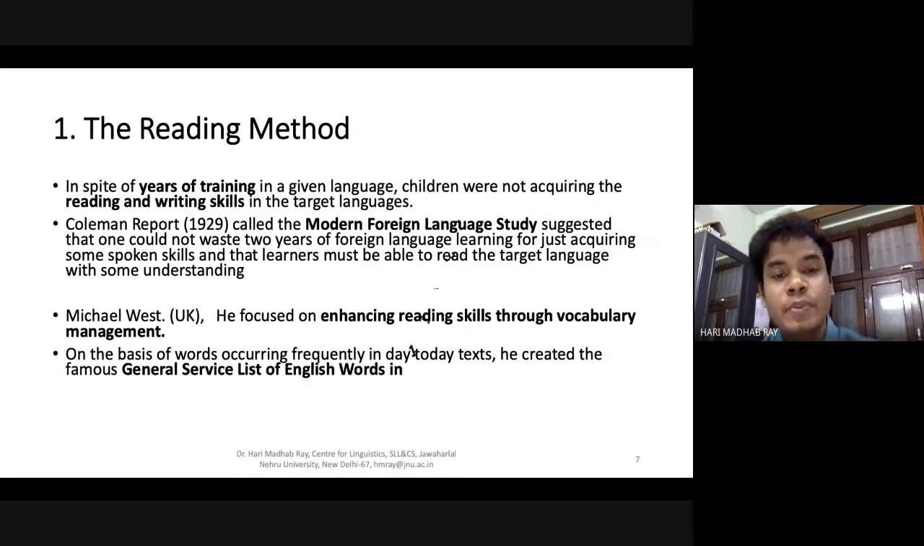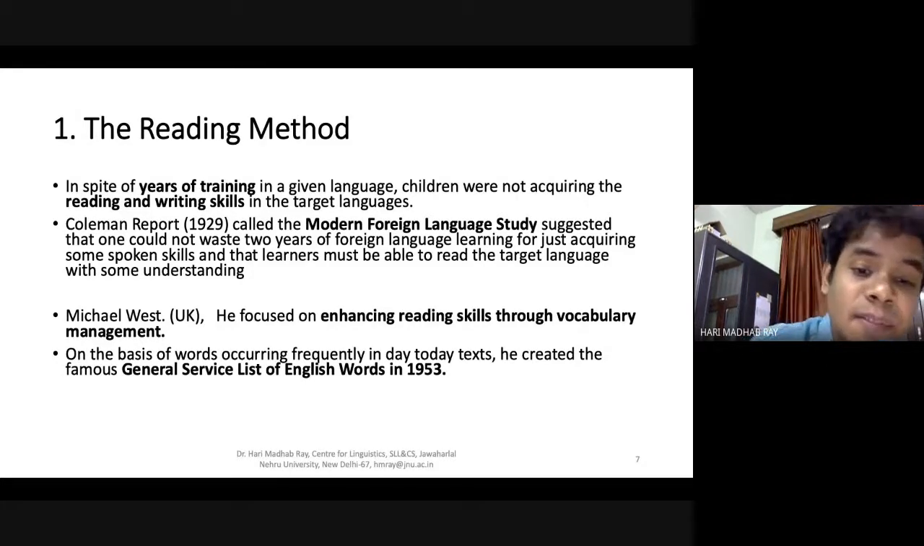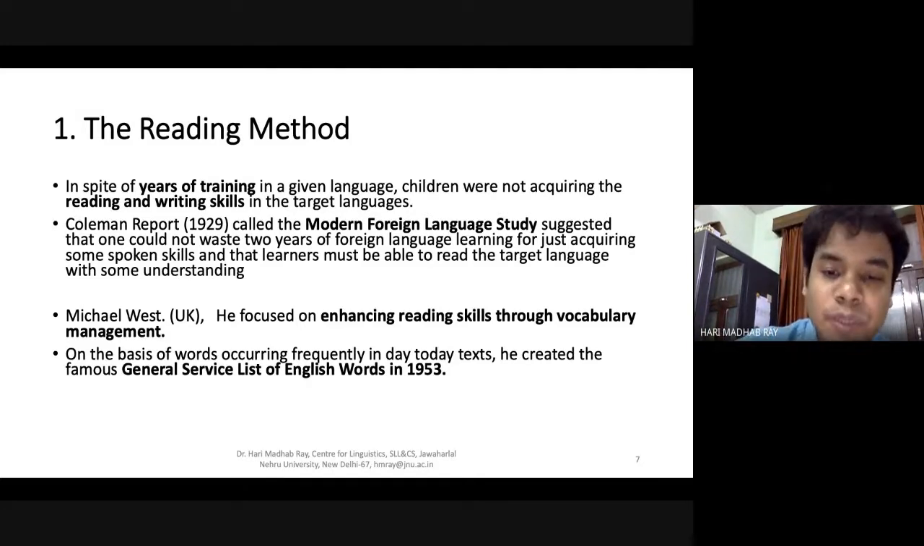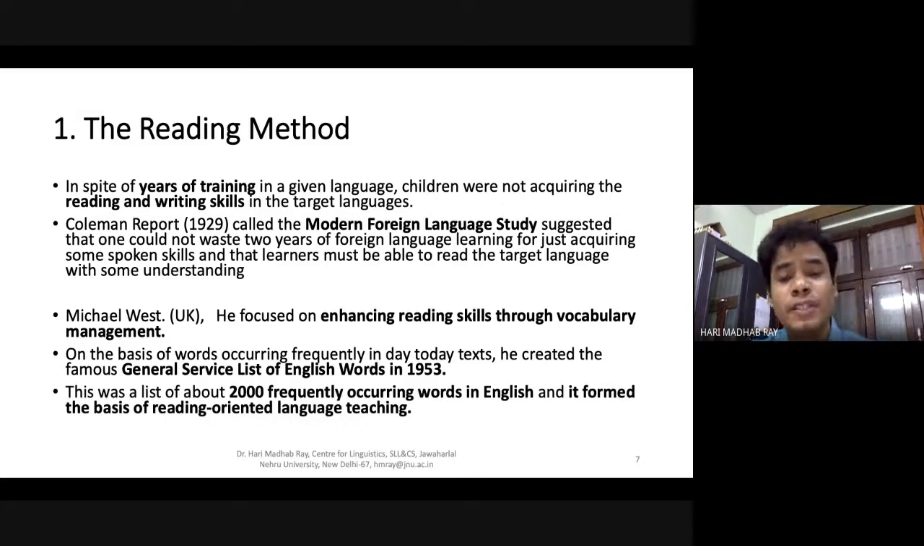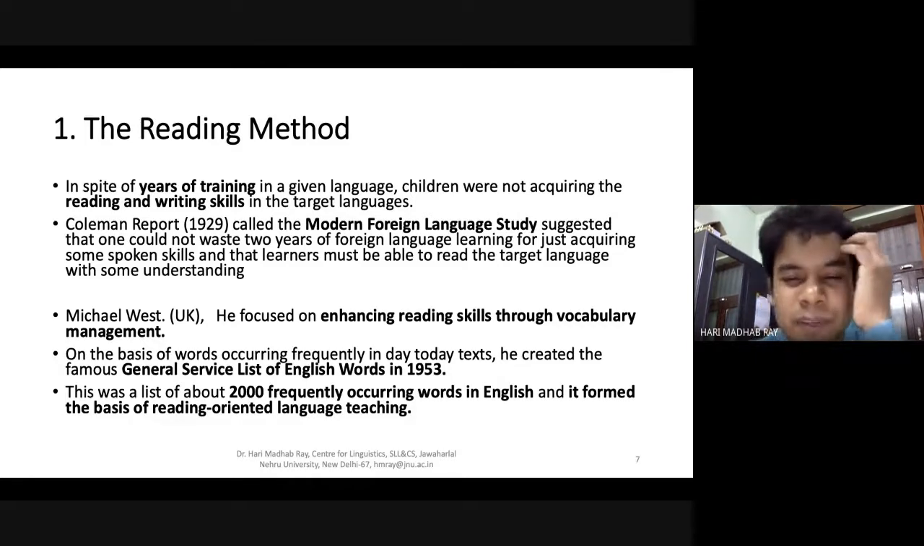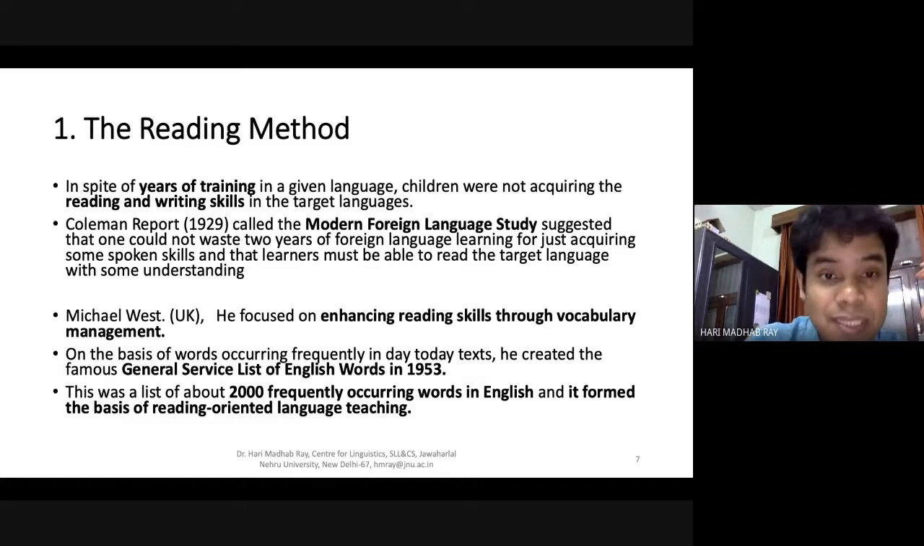So Michael West in the UK, on the basis of words occurring frequently in day-to-day context, created the famous General Service List of English words in 1953. So all these frequently used words, some 2000 frequent words, he categorized, and learners were given those words and introduced to them in a particular context also. This list of about 2000 frequently occurring words in English formed the basis of reading-oriented language teaching. This is the time I'm talking about.